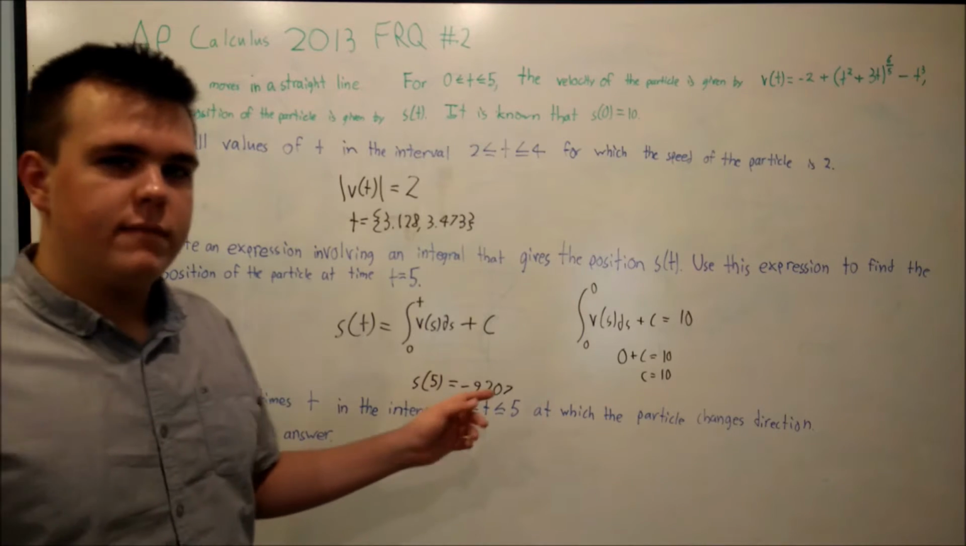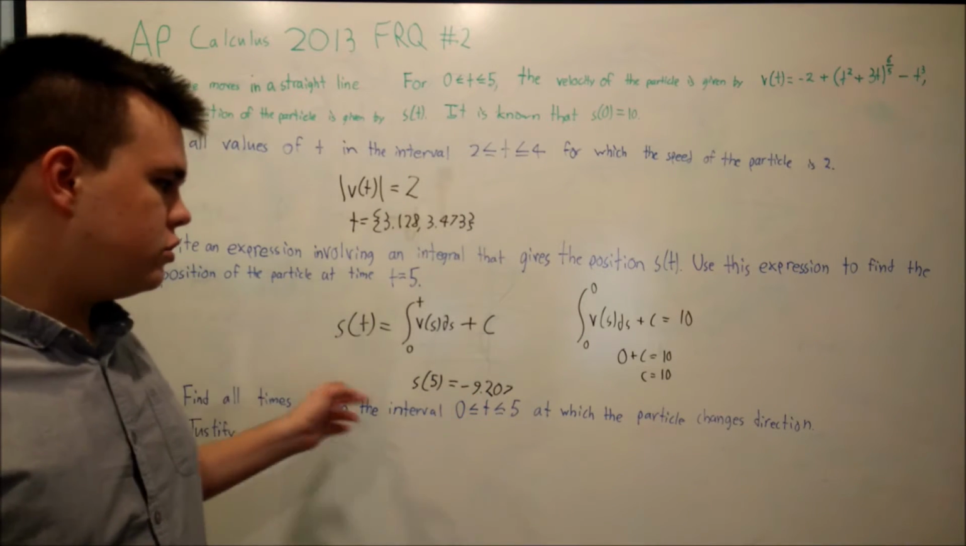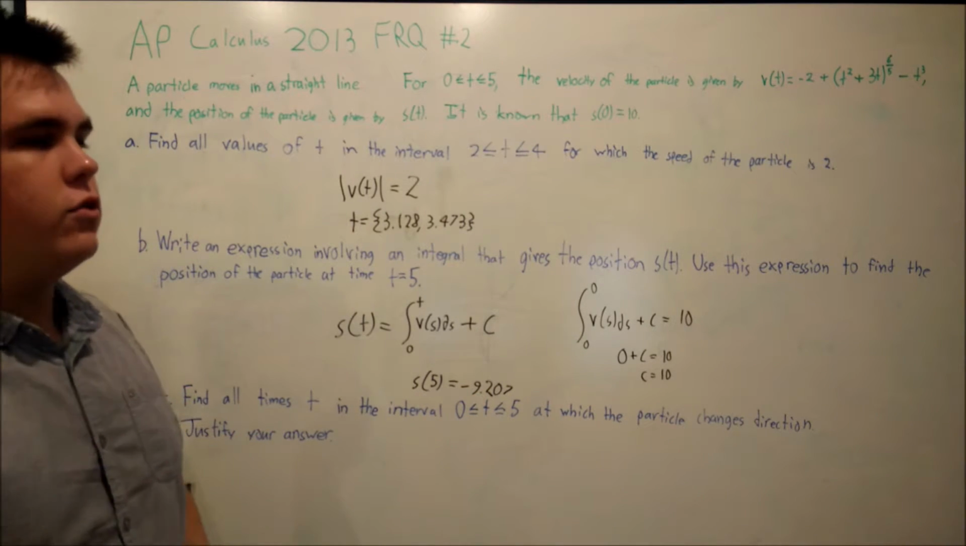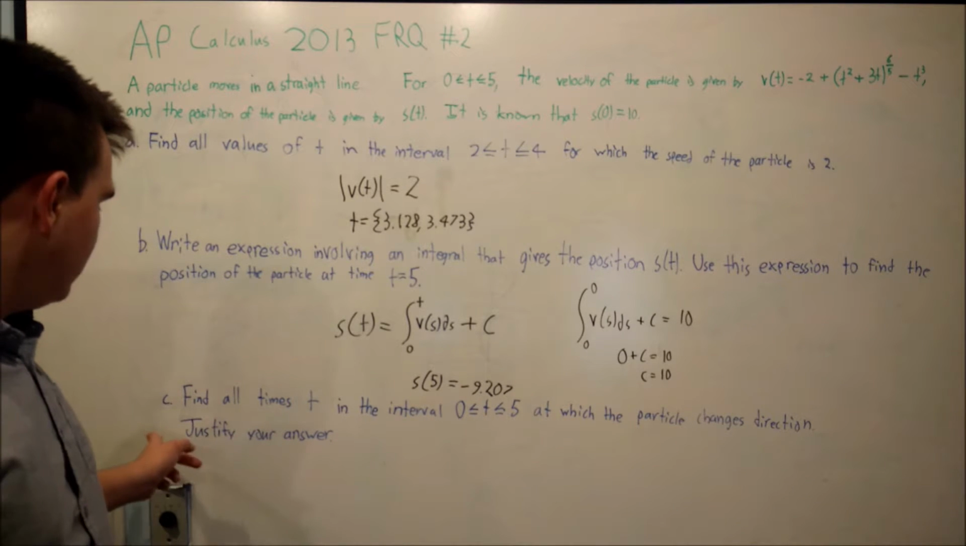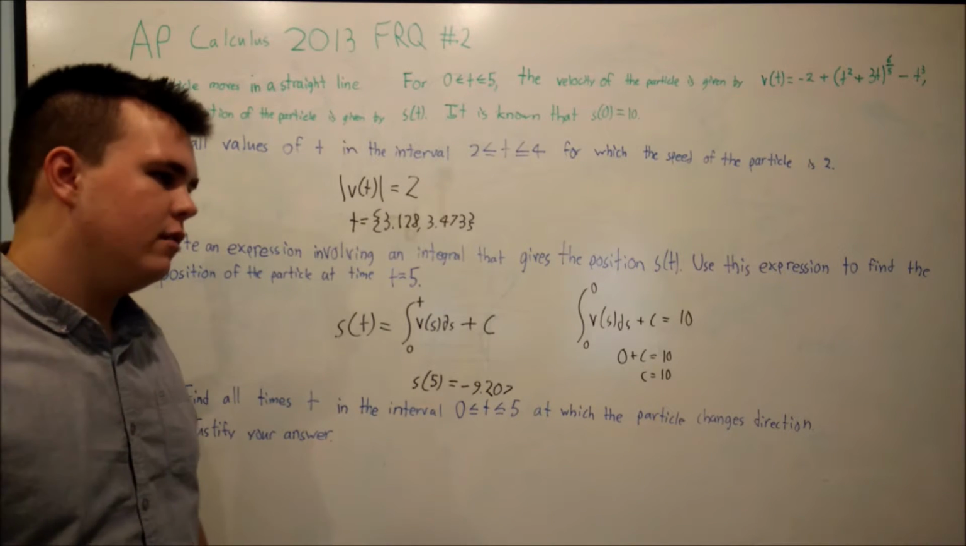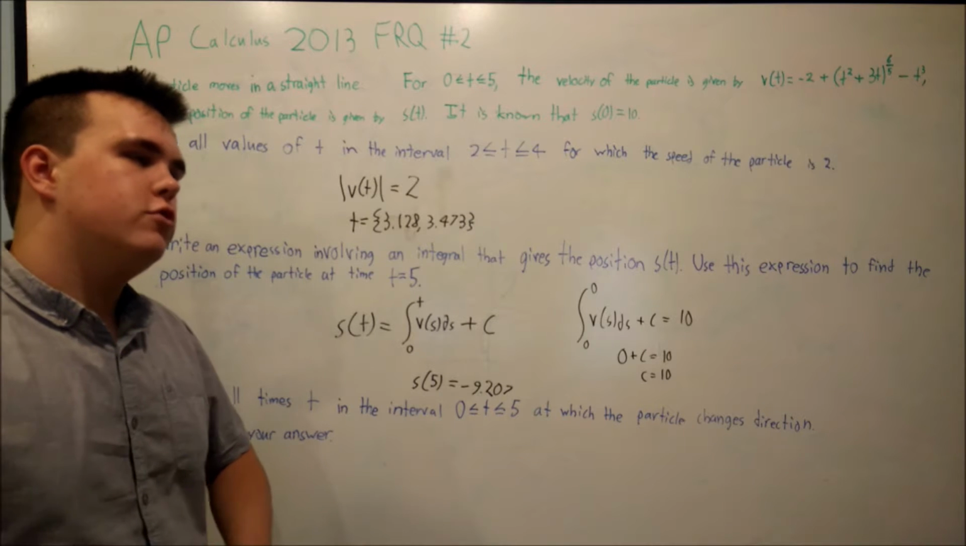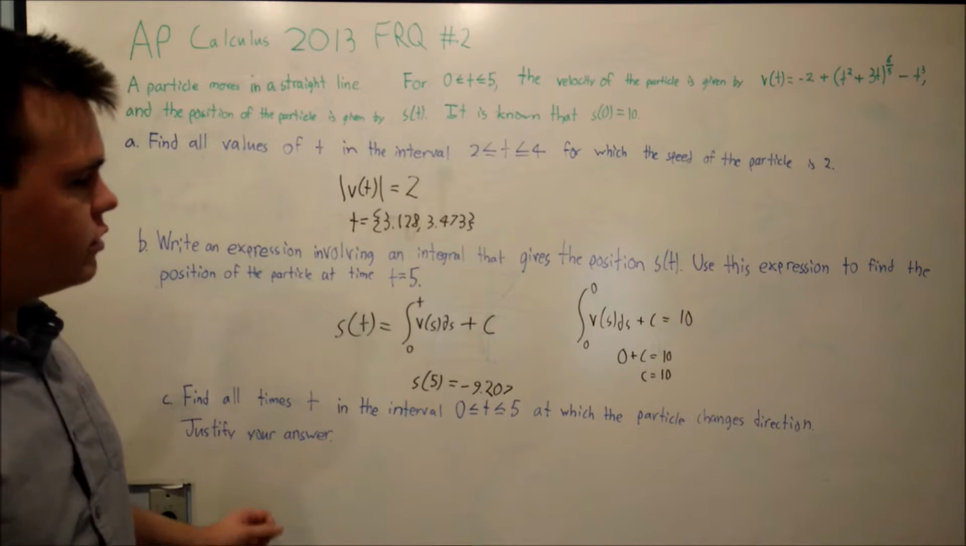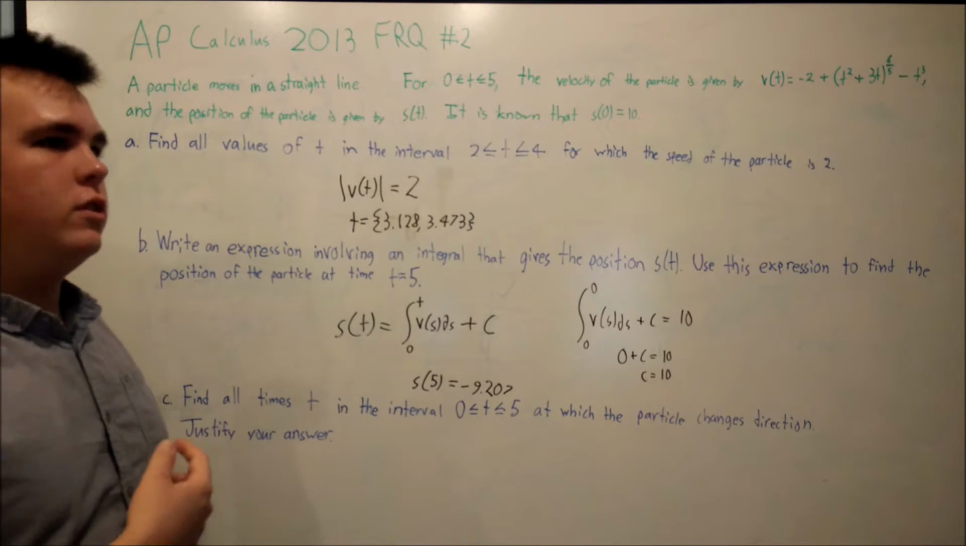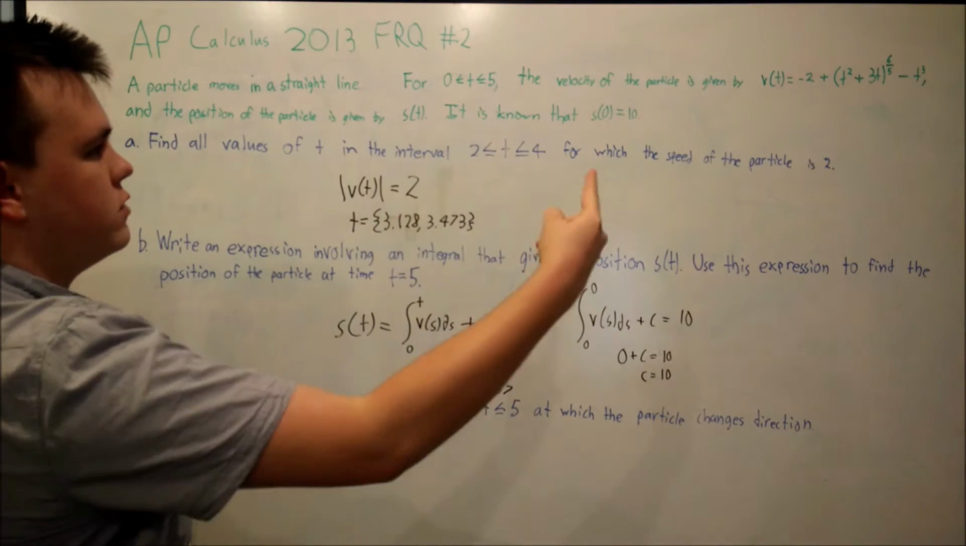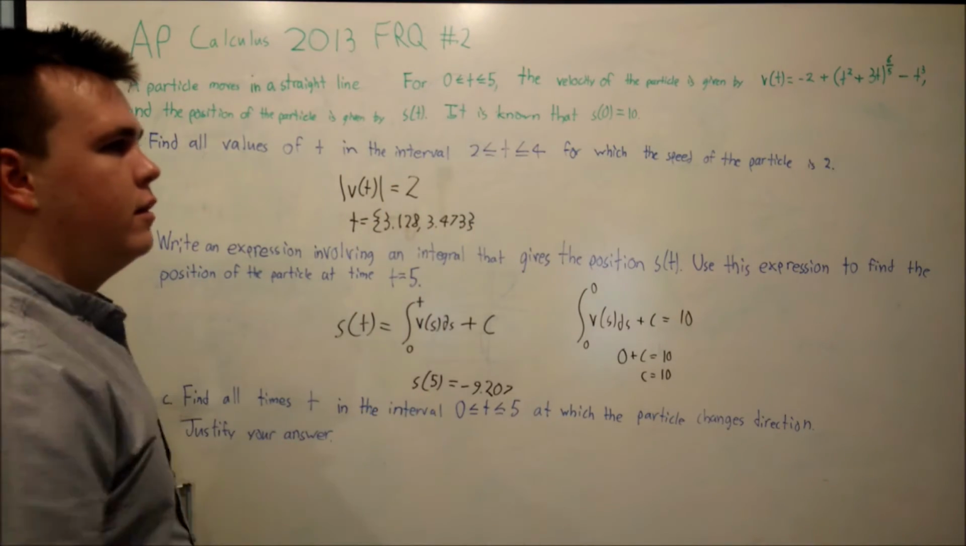Okay, so for part C, we need to find all times t in the interval 0 less than t less than 5 at which the particle changes direction, and we need to justify our answer. Okay, so that's kind of a red alert thing, justify your answer. We need to prove it. We can't just find a number. So find places where it changes direction.